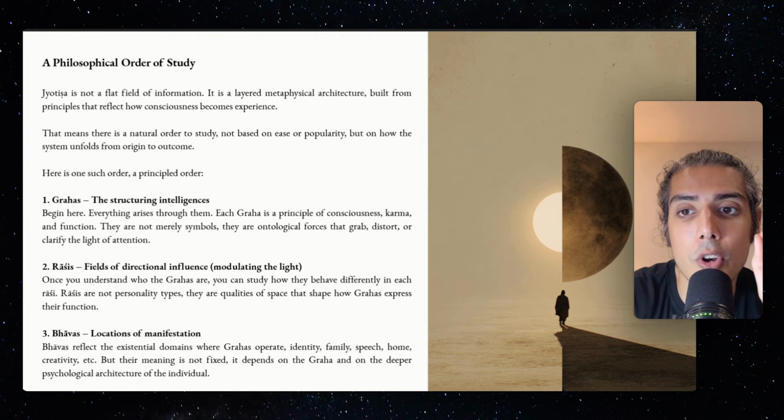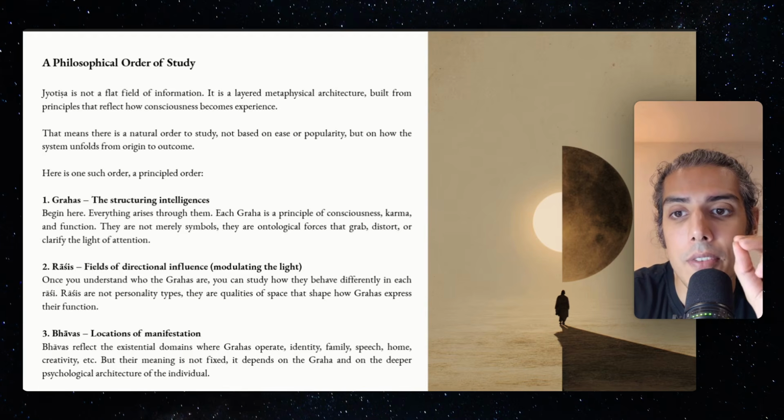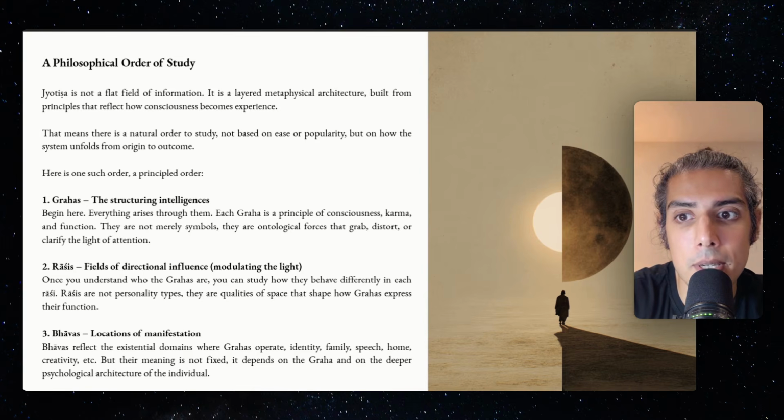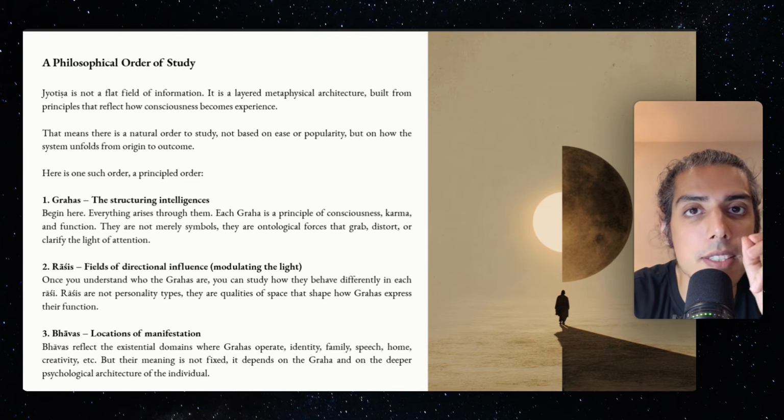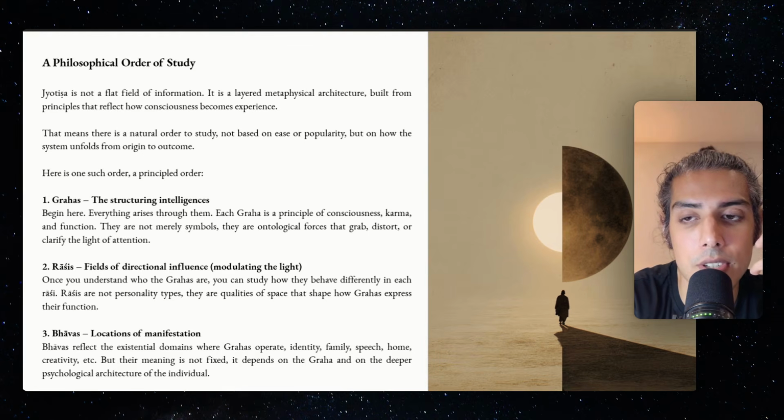So here's one such order, a principled order. Grahas, these are the structuring intelligences, begin here. Everything arises through them. Each graha is a principle of consciousness, karma, and function. They're not merely symbols. They're not merely archetypes. They're not merely metaphors. They are ontological forces that grab, distort, and/or clarify the light of attention.